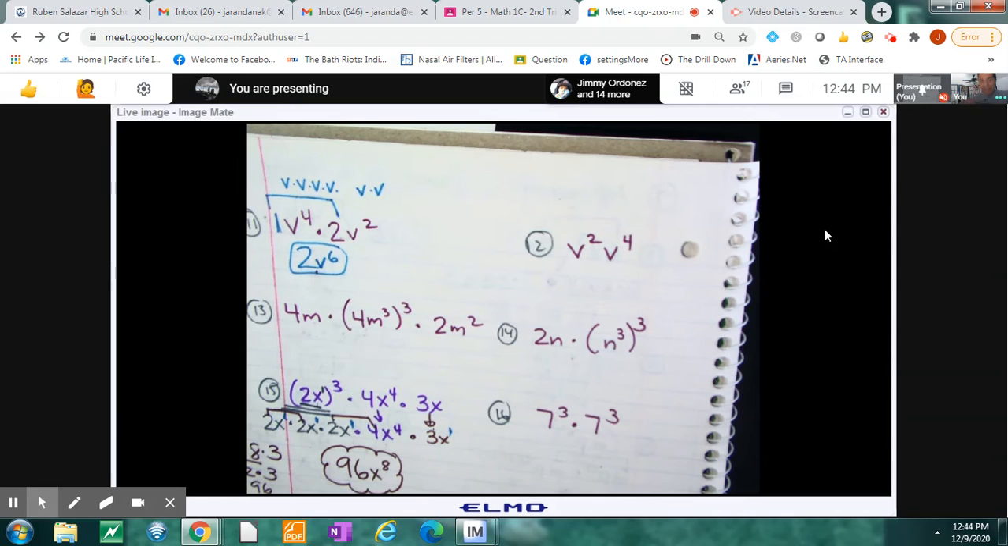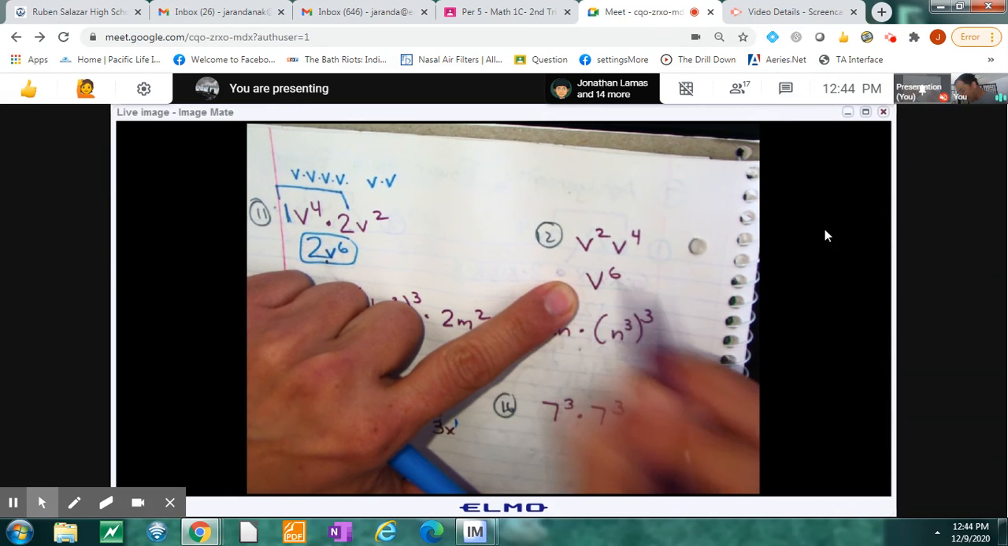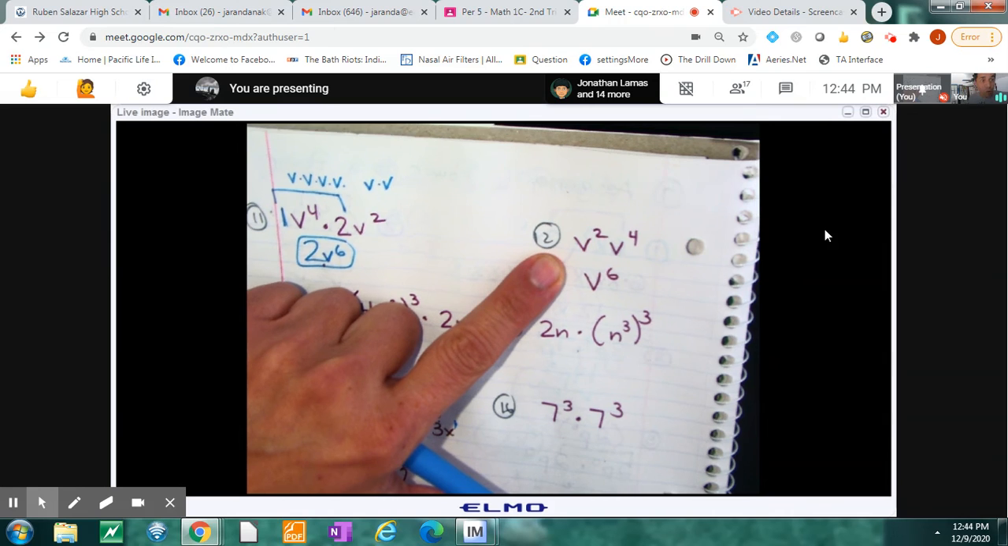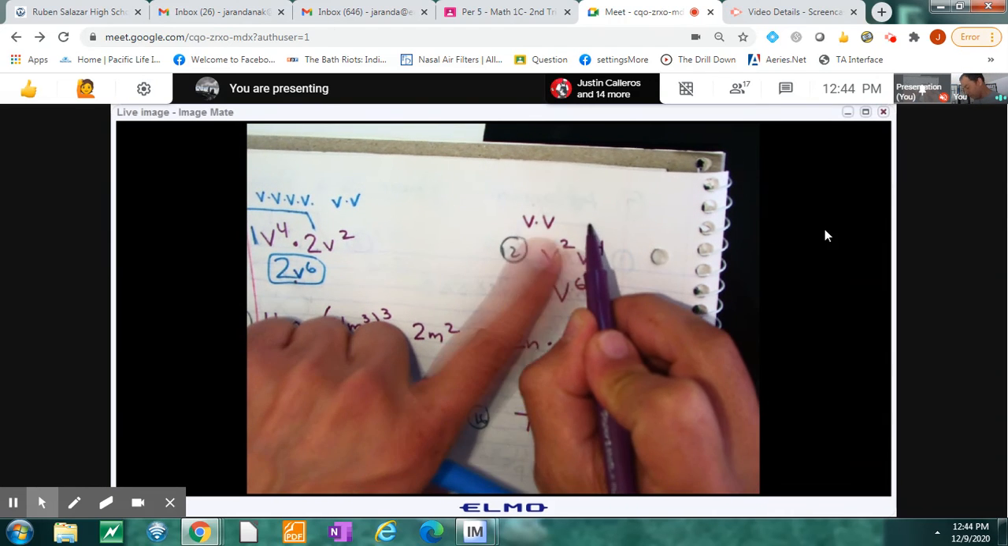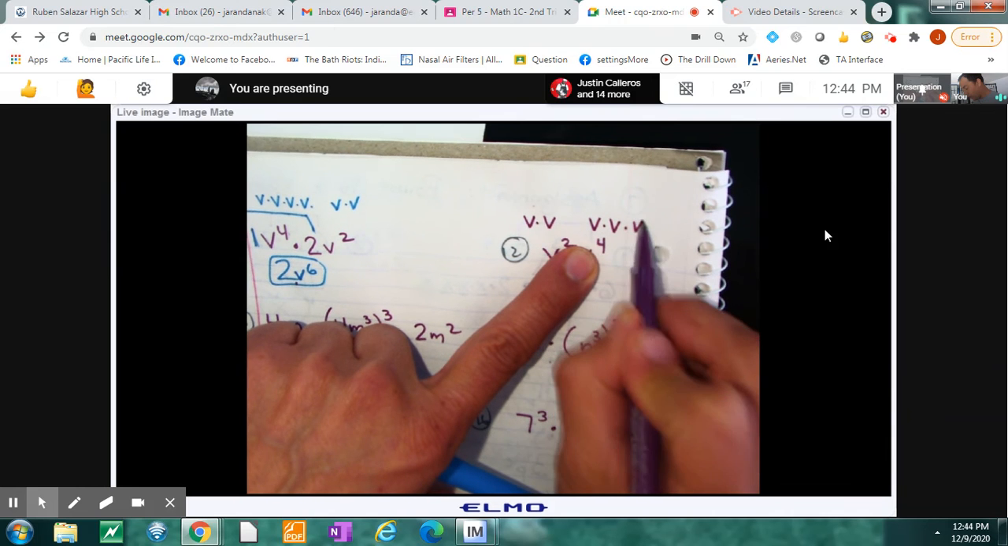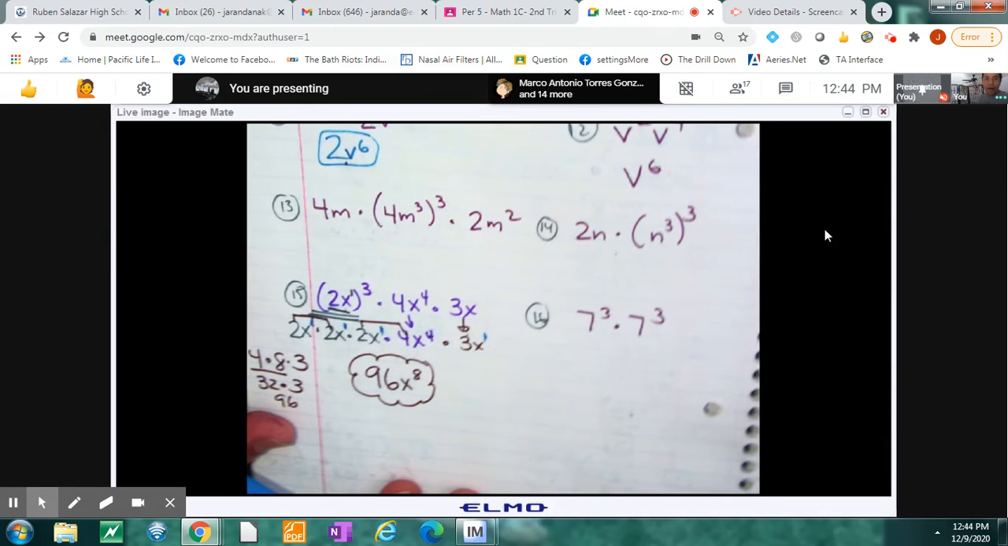V to the 6th. Because if you did it the long way, you could do it this way: v times v, that's 2. 1, 2, 3, 4, right? That's 6, right? Very good. Nice job. All right, here we go.